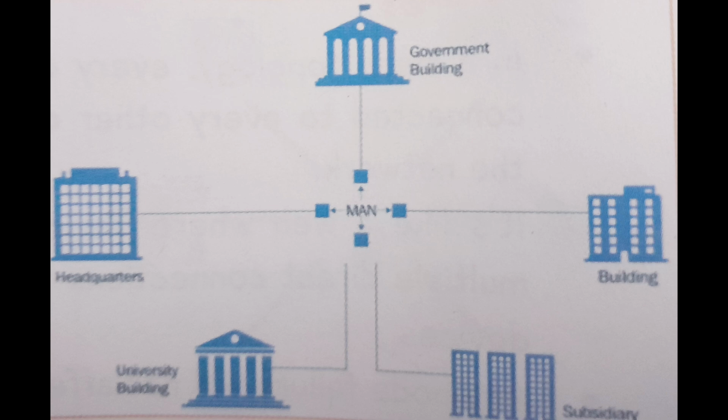MAN uses a combination of wired and wireless technologies such as fiber optic cable and microwave links to establish connections between LANs. Examples of MAN application include connecting multiple campuses of a university, linking various offices of a company within a city, and facilitating communication between different government buildings within a city.